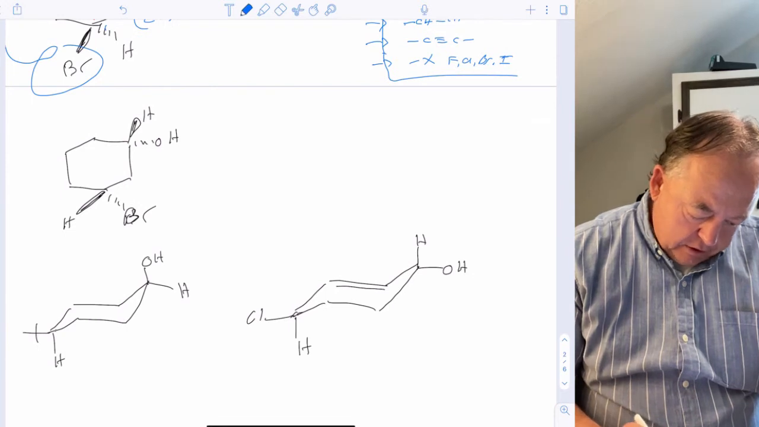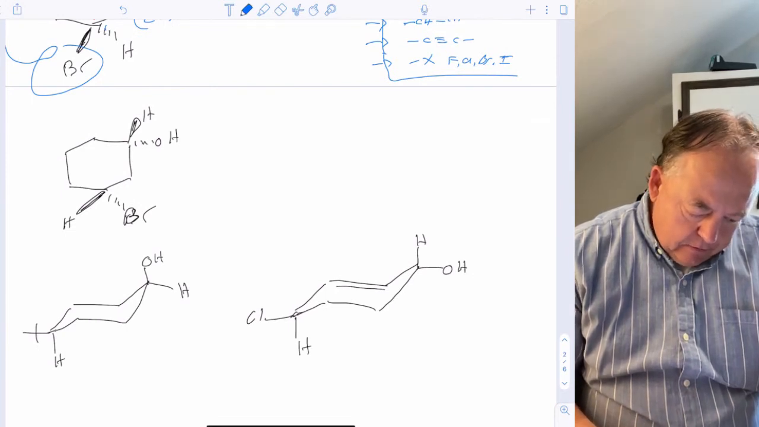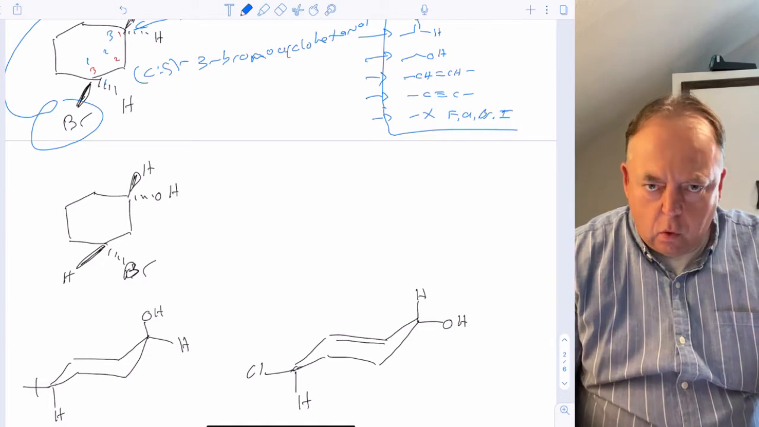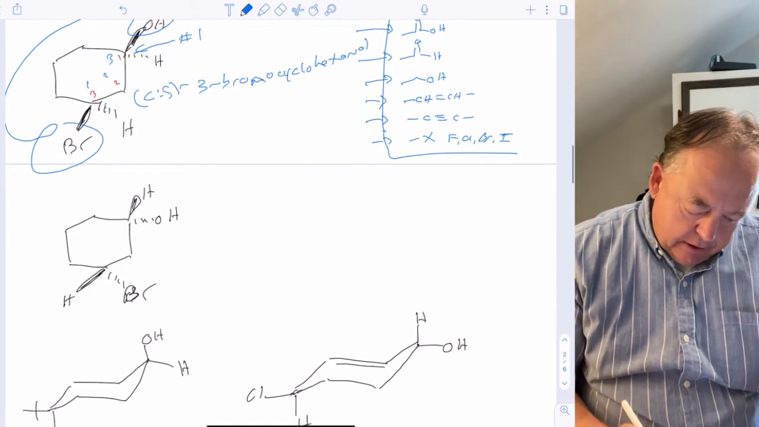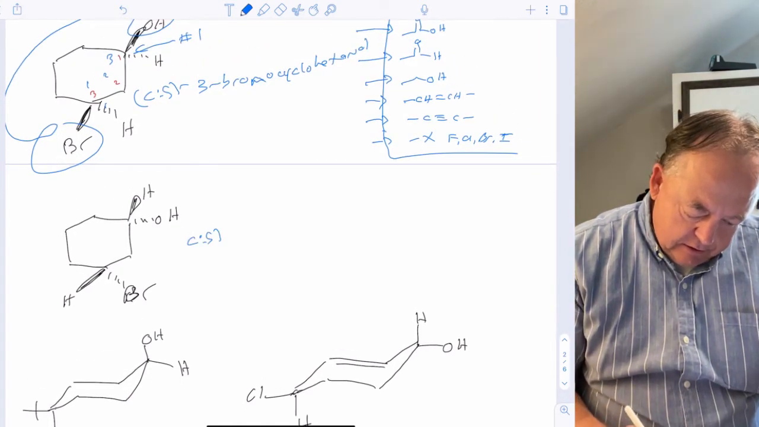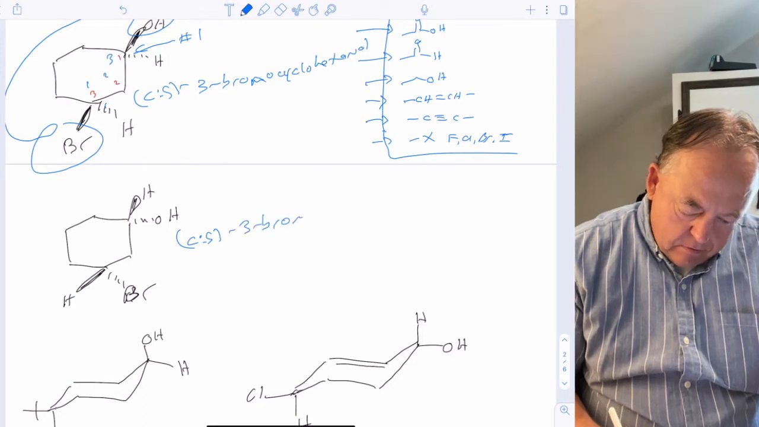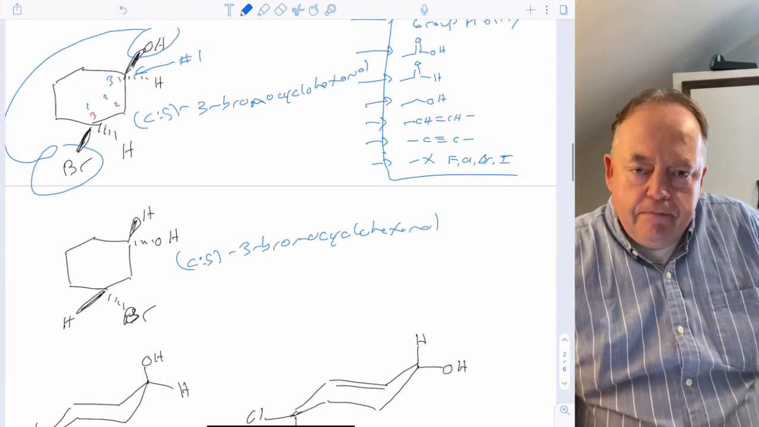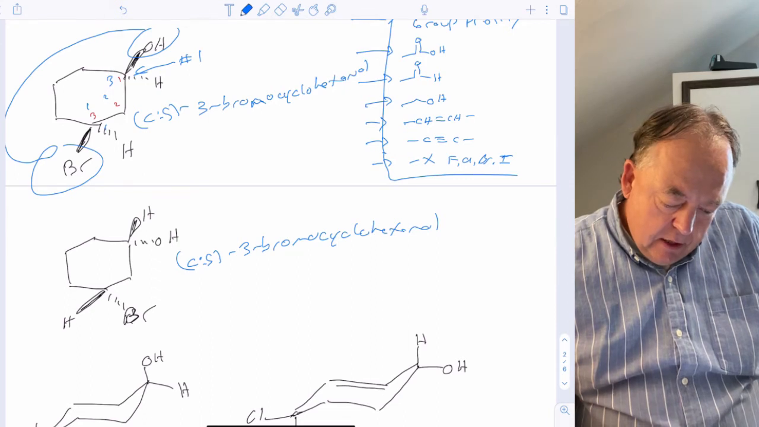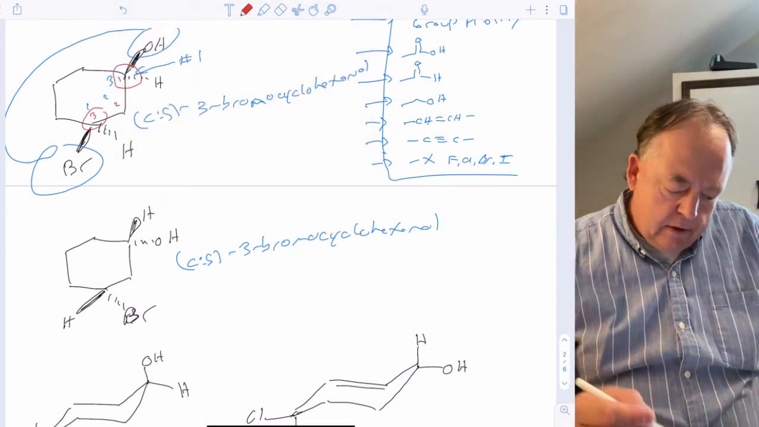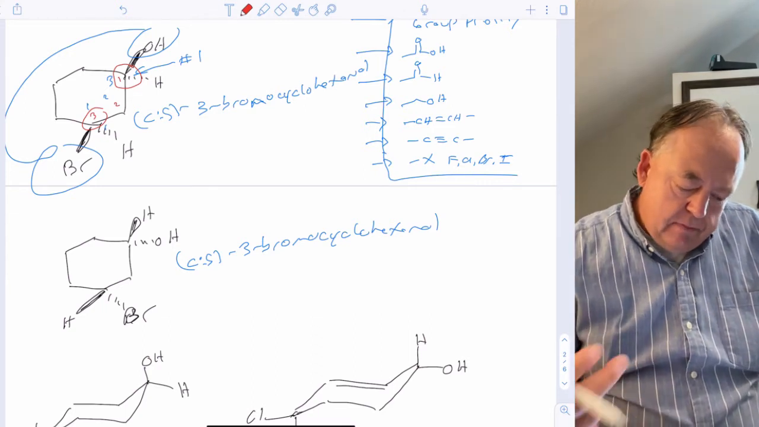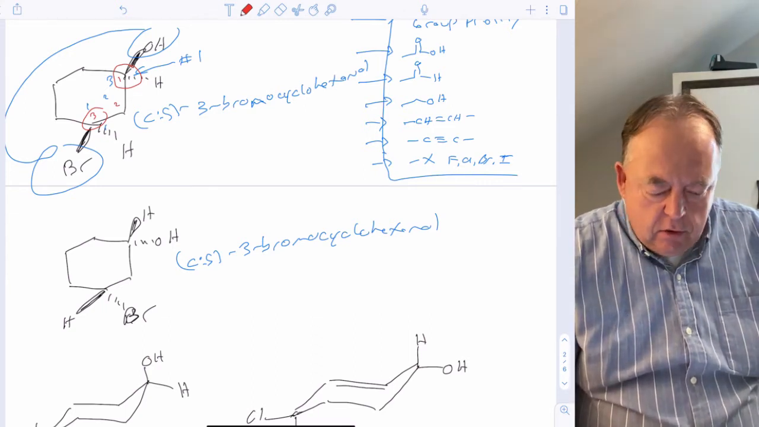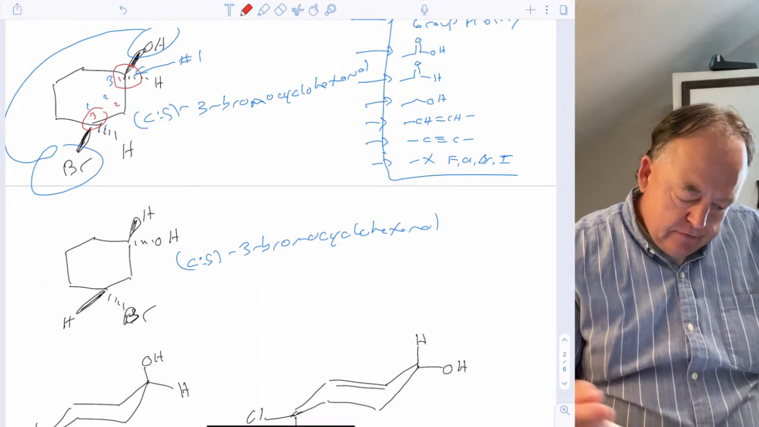Oh, sorry. So that's actually not quite good enough for the name. And the reason is because this is also cis-3-bromocyclohexanol. But those two molecules are not the same. Why are they not the same? Because there's a chiral carbon, right? That's a chiral carbon, and that's a chiral carbon. So if we want to be more specific with the name, we would need to include stereochemistry, R and S.